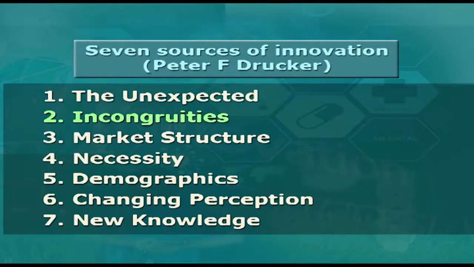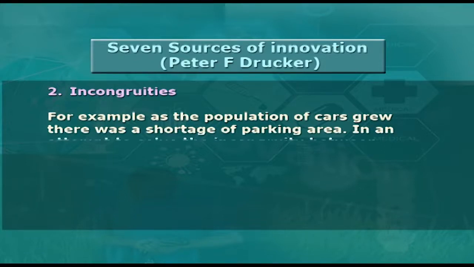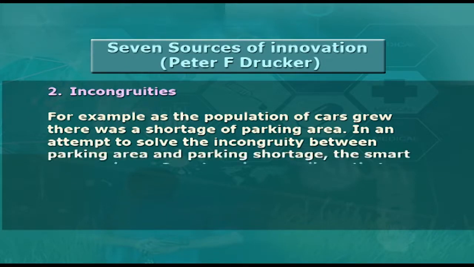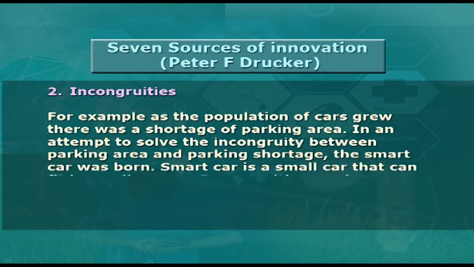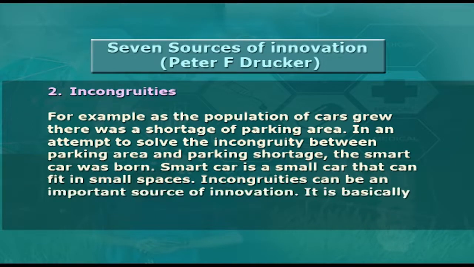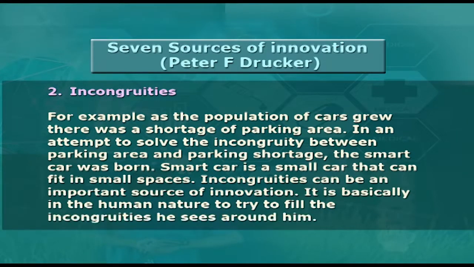Next is incongruities. When the need is incongruent with the supply, innovation might be born. In an attempt to resolve the existing incongruities, people might innovate. For example, as the population of cars grew, there was a shortage of parking area. In an attempt to solve the incongruity between parking area and parking shortage, the smart car was born. Smart car is a small car that can fit in small spaces. Incongruities can be an important source of innovation. It is basically in human nature to try to fill the incongruities he sees around him.